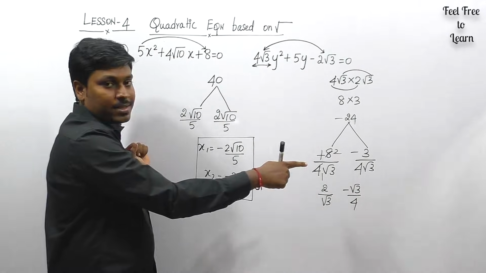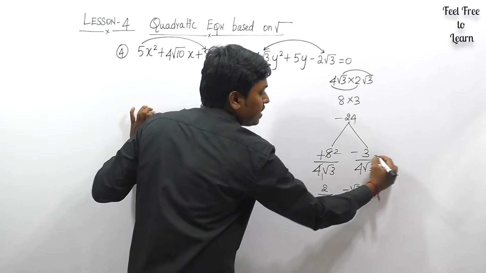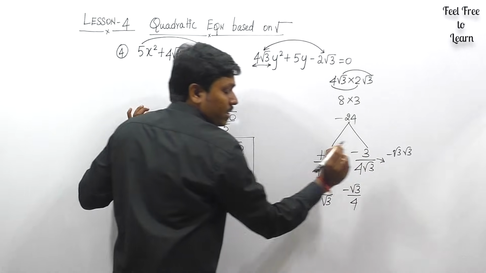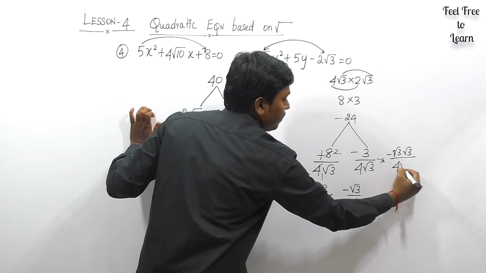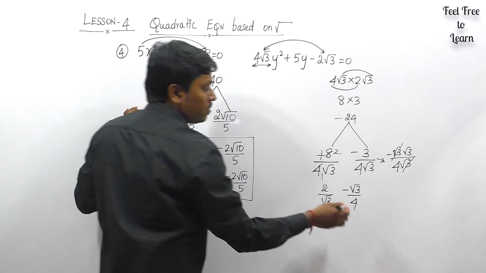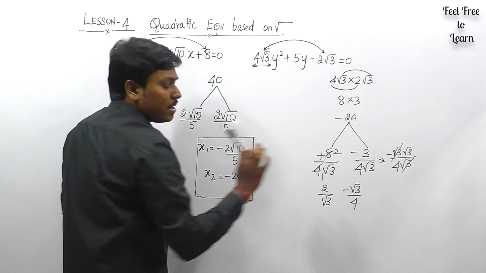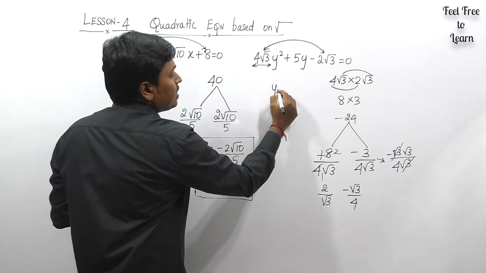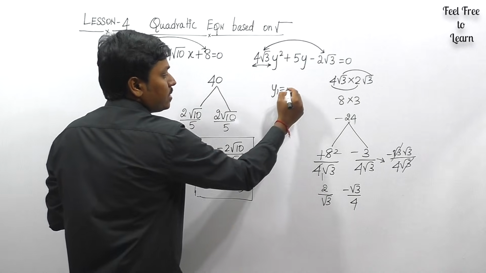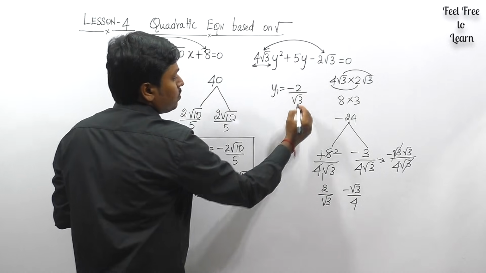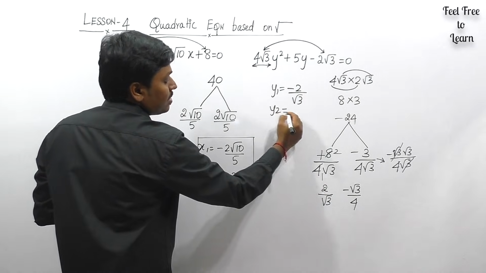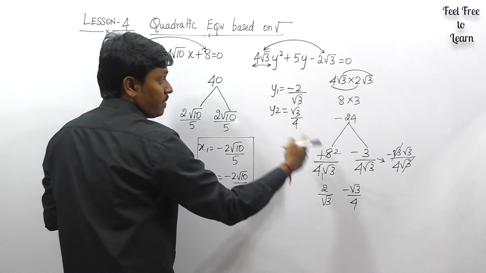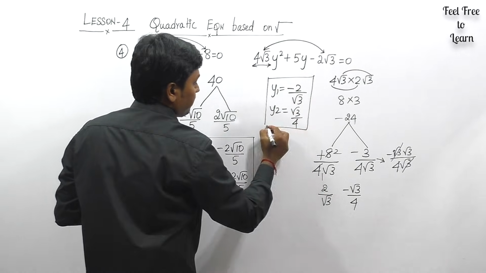So friends, are you able to understand this? I am just writing this step as: this 3 can be written as root 3 into root 3, because root 3 into root 3 will be 3 and the denominator will be 4 root 3. Here we can cancel root 3 and root 3. So finally this expression becomes minus root 3 divided by 4. While writing, you need to change the sign. That is important, right? So here it is plus 2 by root 3, but while writing it is minus 2 by root 3. So y2. Here it is plus root 3 by 4, but while writing it is minus root 3 by 4, because while writing you need to change the sign.